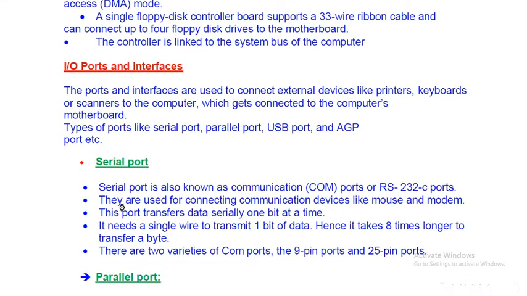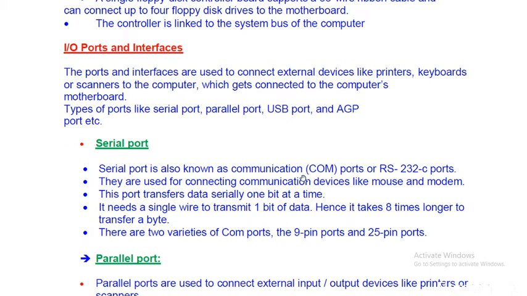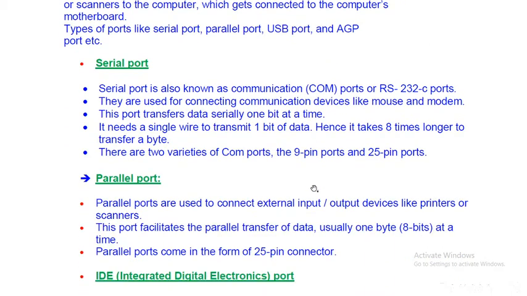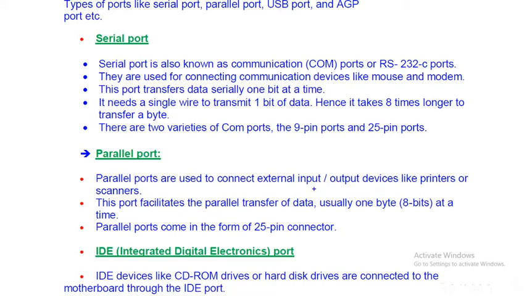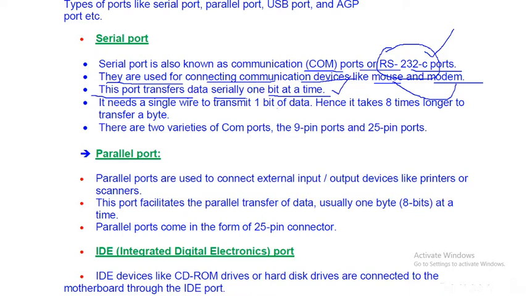So what do you mean by serial port? A serial port is also known as a communication port, COM port, or RS-232C port. They are used for connecting communication devices like mouse and modem. These serial ports are used for communication with devices such as mouse and modem. This port transfers data serially, one bit at a time. This is most important, one at a time.